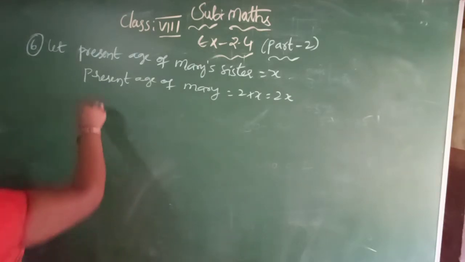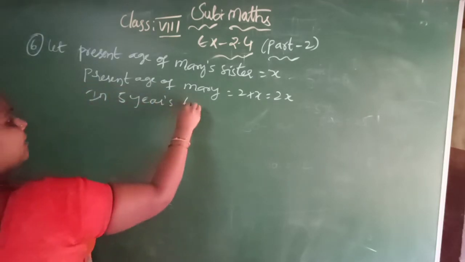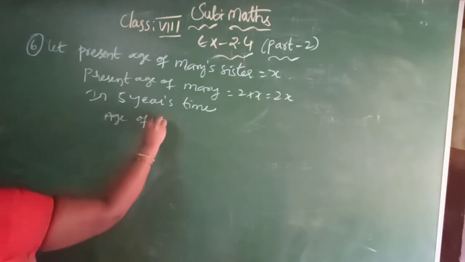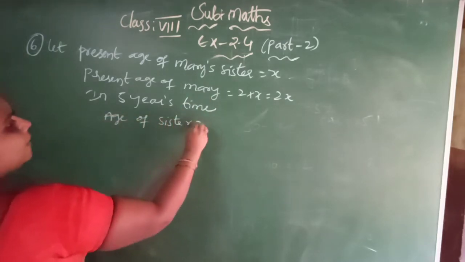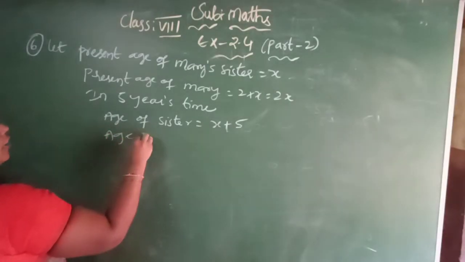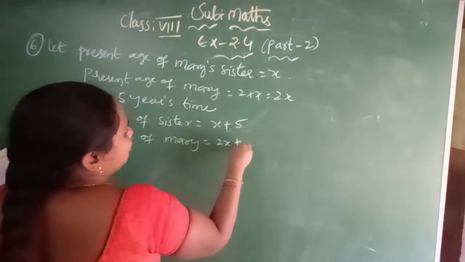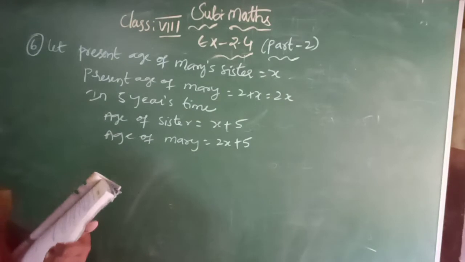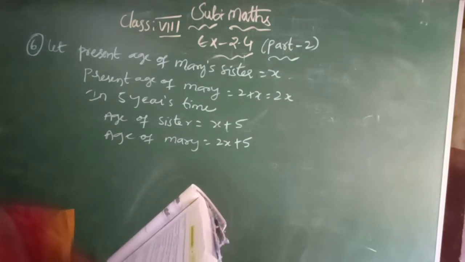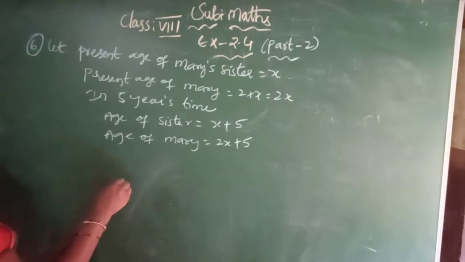In 5 years time, the age of the sister is x plus 5. The age of Mary is 2x plus 5. And in 5 years time, she will be 2 years older than her sister. Find how old they both are now.